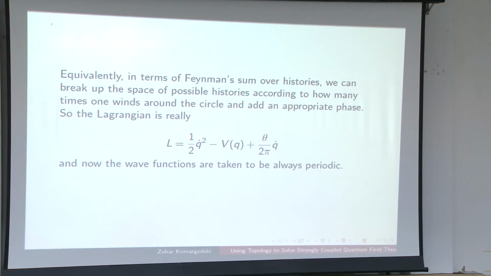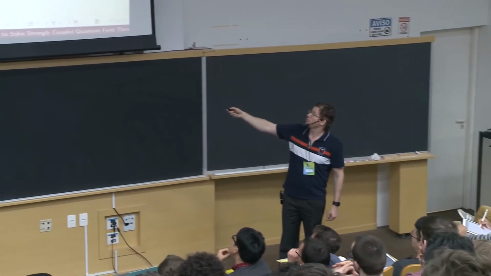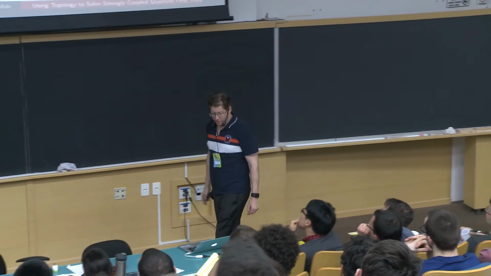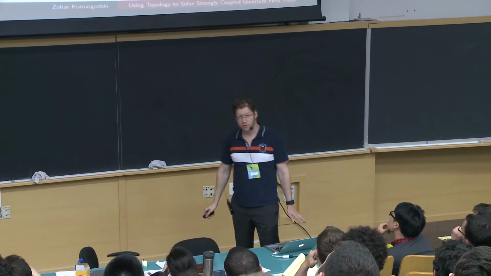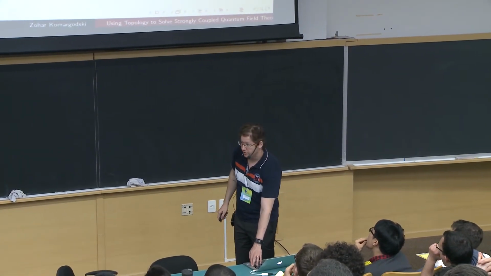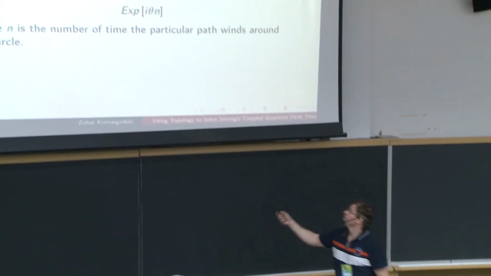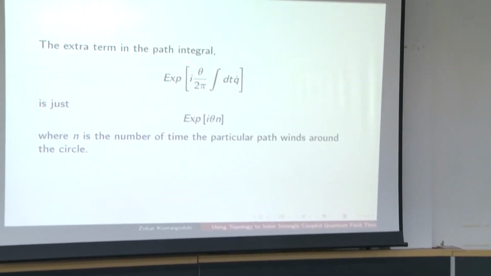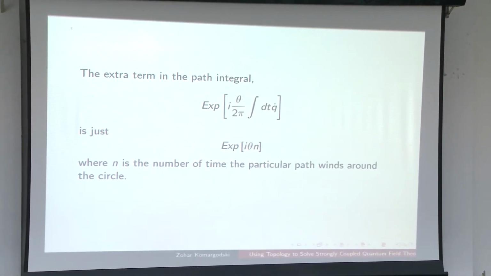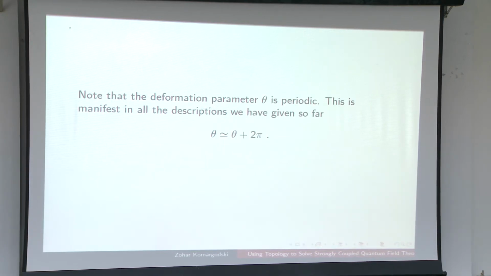Some of the histories of the particle could involve going around the ring n times, and that would contribute a phase. So when you go around the ring, that would contribute a certain phase. My convention is going to be that the wave functions are always going to be periodic, but there is this term that is going to affect the quantum physics, even though it doesn't affect the classical physics. So that's what I just said. This extra term affects the sum over histories because some histories go around the ring n times, and so you get a phase. Theta might affect the quantum physics, but not the classical physics.